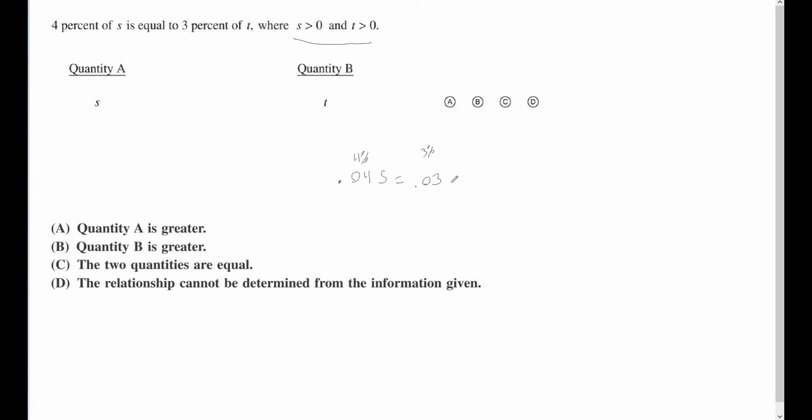So that is kind of what we're saying. They're saying 4% of s, which is right there, s times 0.04 is equal to 3% of t times 0.03. Alright, so that's our equation.